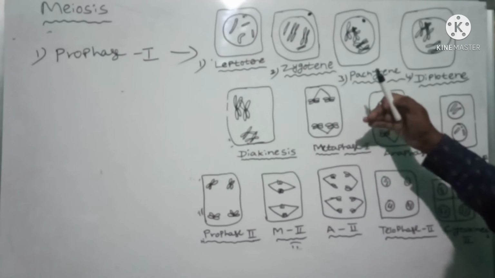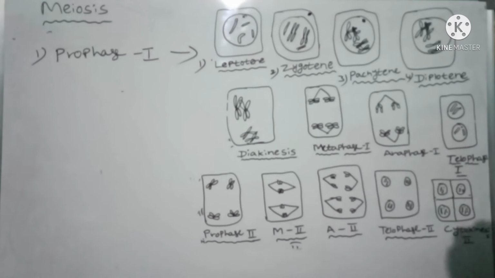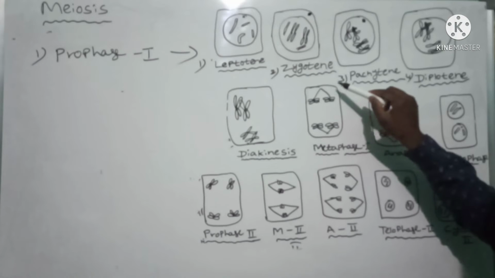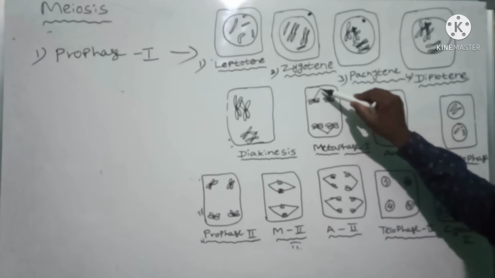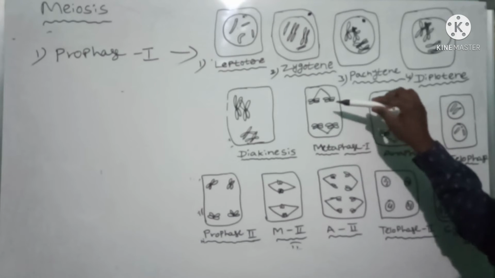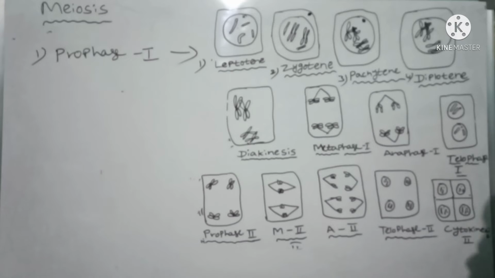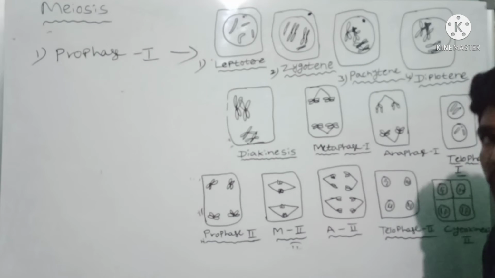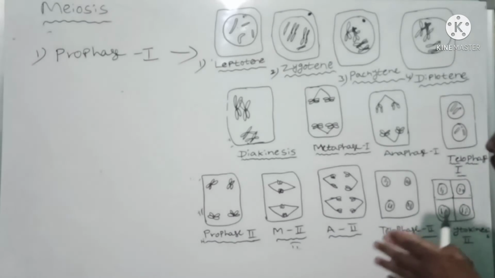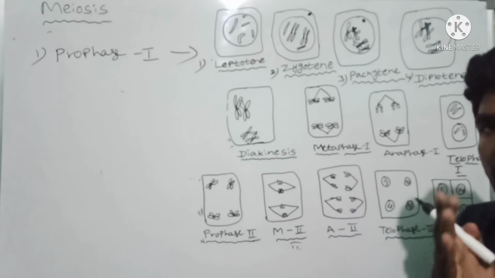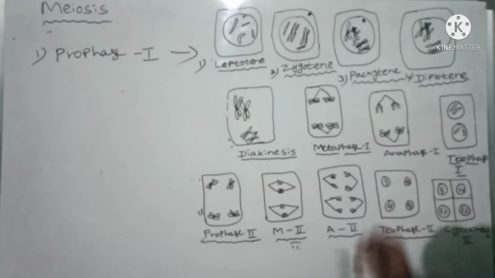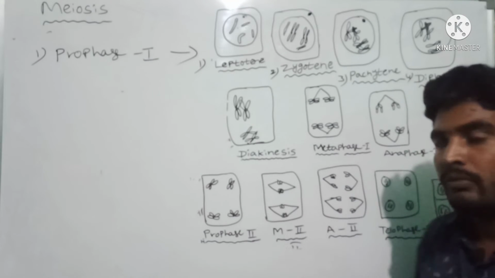So what type of characters are we observing in metaphase 1? Bivalent chromosomes are present on the opposite side of the equator, and chromatids are located towards the poles. Chromosomal congression means the chromosomes migrate from the cytoplasm towards the equator plate. It is called chromosomal congression.